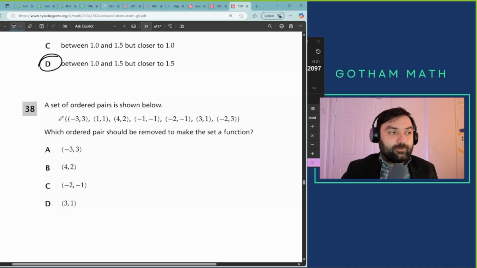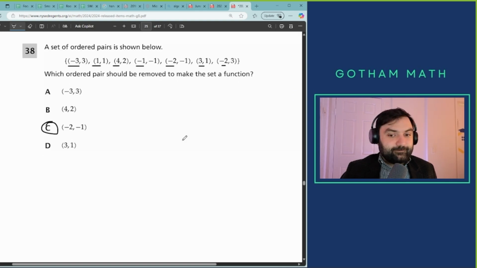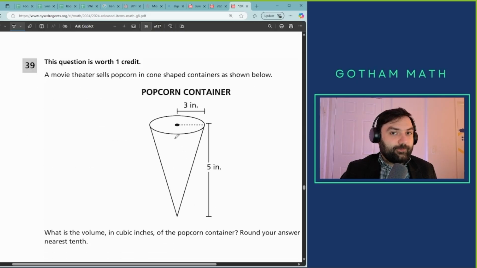So in order for a set of numbers to be a function, the x values cannot be repeated. So let's see. We have -3, 1, 4, -1, -2, 3, and -2. Something is repeated. What's repeated? -2 is repeated, so we have to just eliminate one of them to make it a function. So it's going to be C, because it contains -2 for x. That's it. All right. Moving even further.